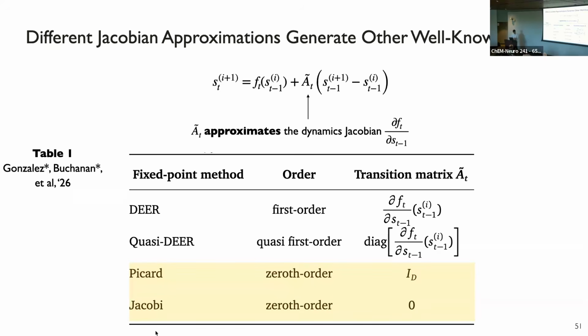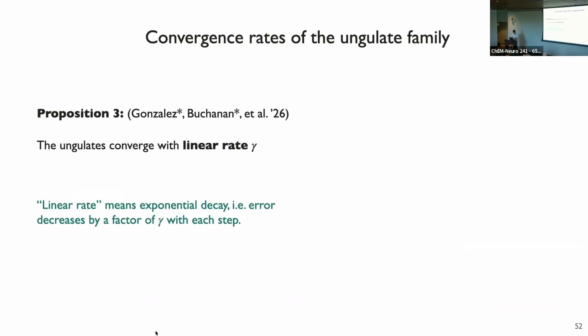How do these different ungulates, how well do each of them work when we set them to work? Our core notion is that I'm actually able to prove a convergence rate for any member of the ungulate family. The basic punchline is that any ungulate I give you will converge with at least a linear rate gamma. First, let's unpack that. What do I mean by linear rate? Linear rate is a term from optimization, and it basically means exponential decay.